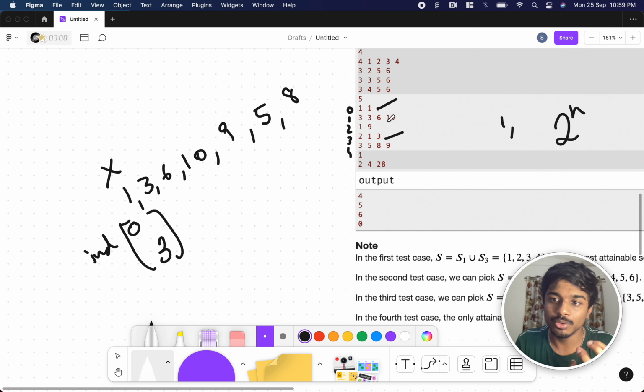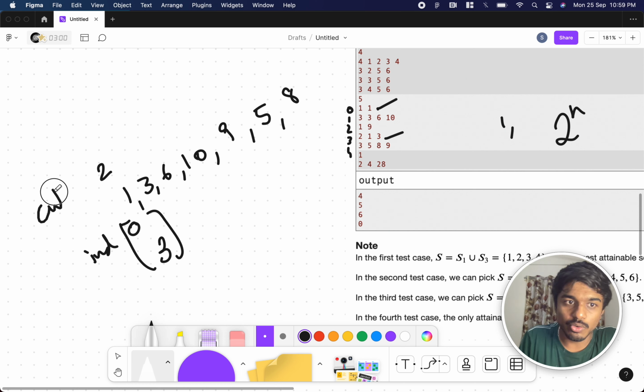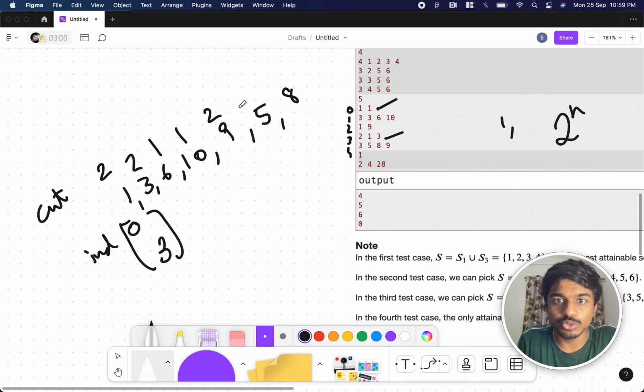So how do I know whether a number should be included or excluded from the array? You just keep track of the count also. So for 1, it is occurring how many times? Count of 1 is 2. Count of 3 is how many times? It is 2 times. Count of 6 is how many times? It is only 1 time. 10 is also 1 time. 9 occurs 2 times, 5 occurs 1 time, and 8 occurs 1 time.